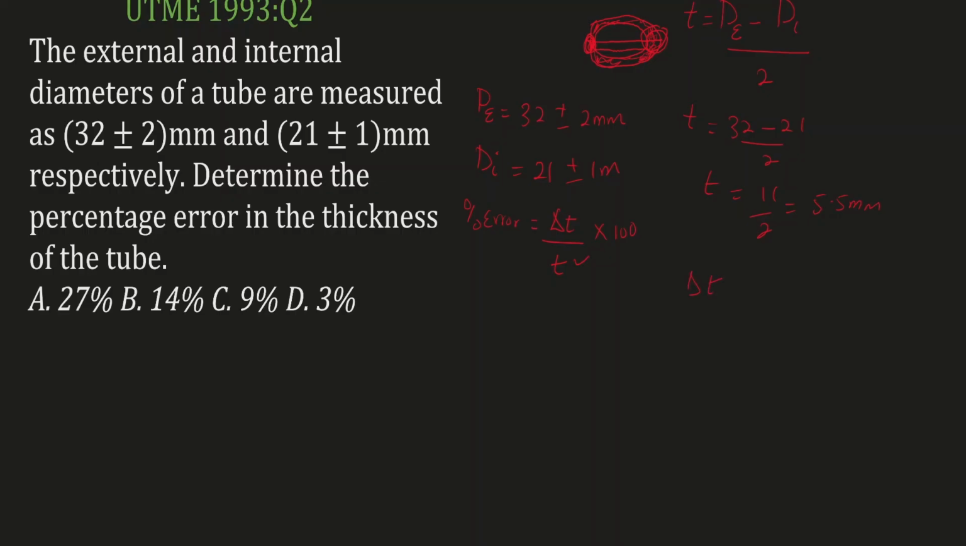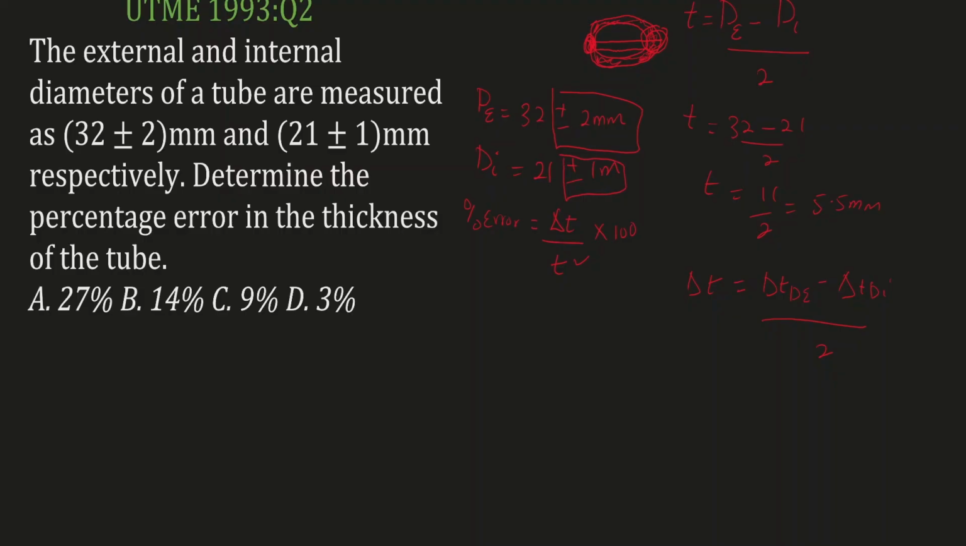The absolute error in this case is going to be the absolute error in the external diameter, minus the absolute error in the internal diameter, over 2. So whenever you see plus or minus, that is what absolute error is saying. So the absolute error in the external diameter is plus or minus 2. Absolute error in the internal diameter is plus or minus 1.